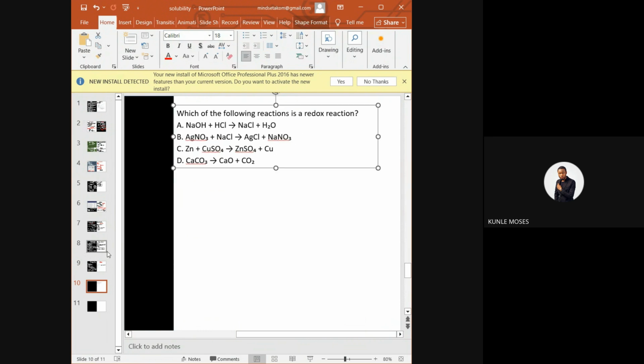Which of the following reactions is a redox reaction? And tell me the reason.